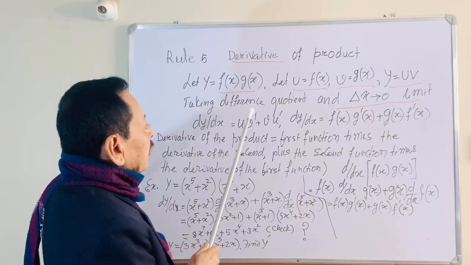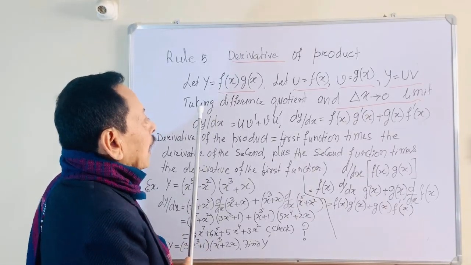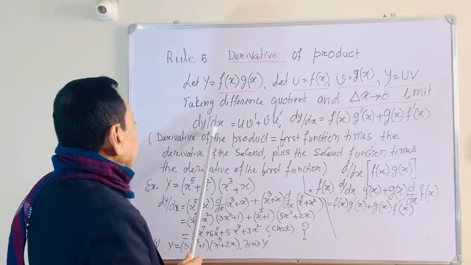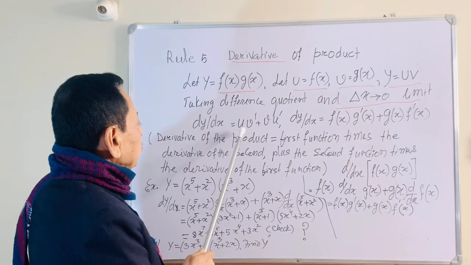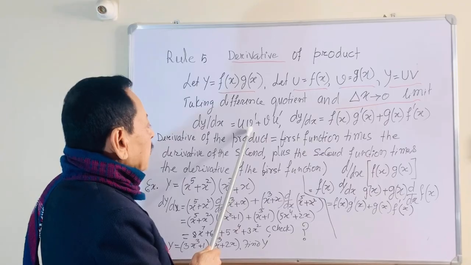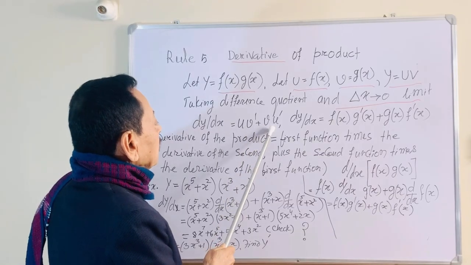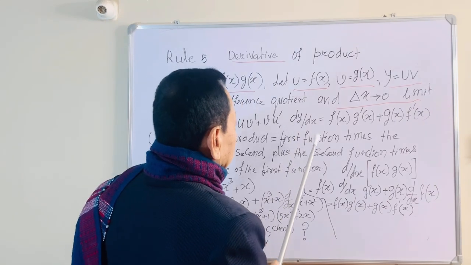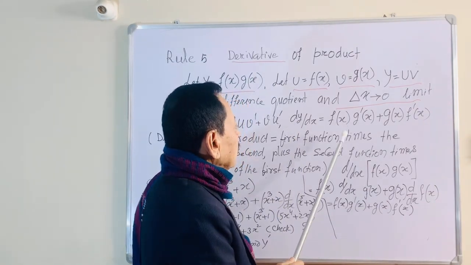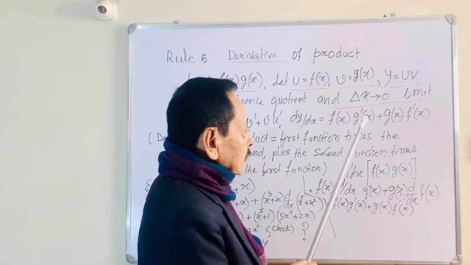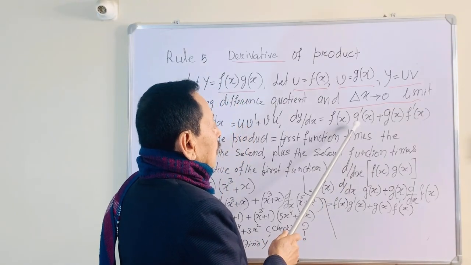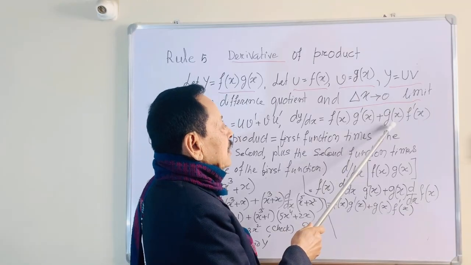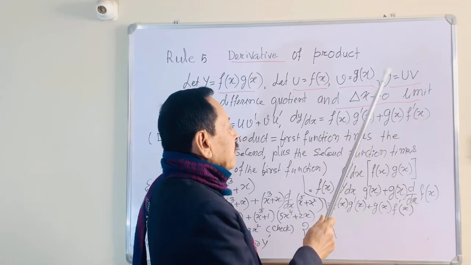Now taking the difference quotient and limit, we'll find that dy by dx is equal to u dv/dx plus v du/dx. This means dy by dx is equal to f(x) times the derivative of g(x) plus g(x) times the derivative of f(x).